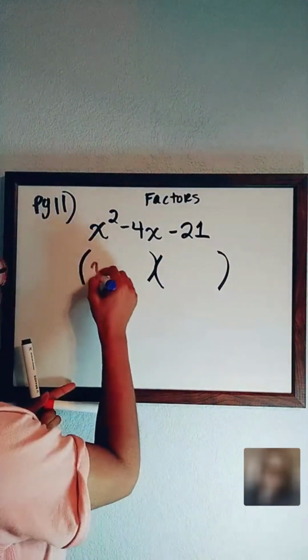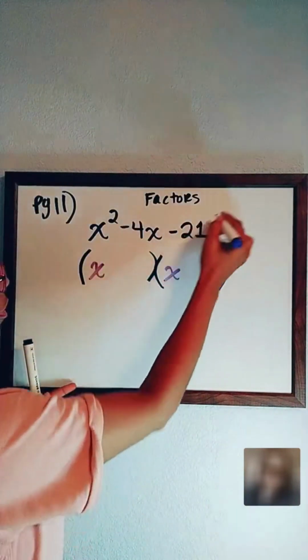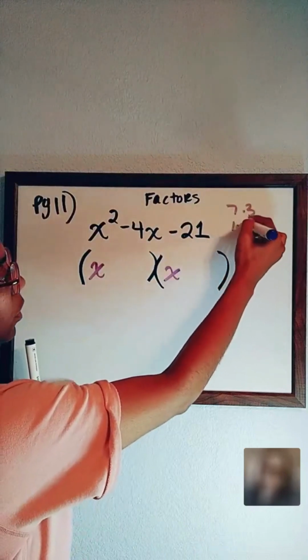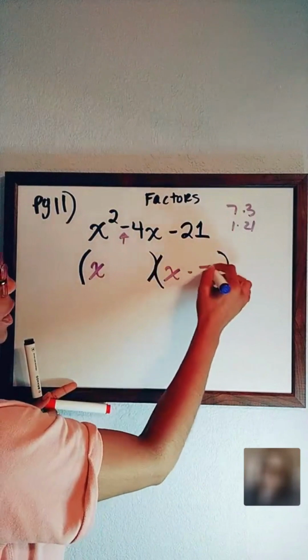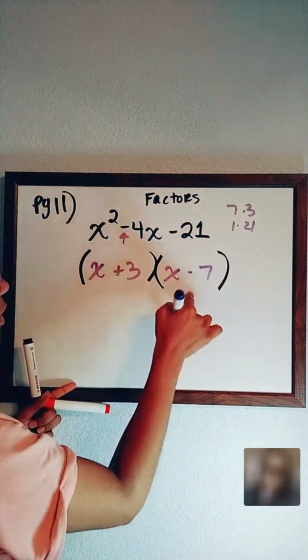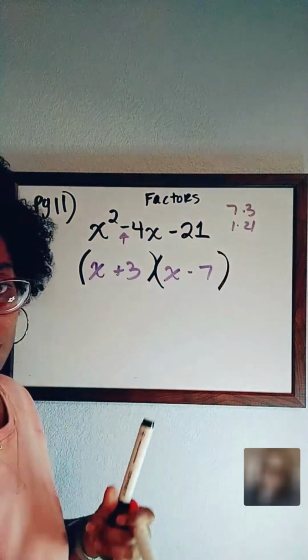So we got x times x. Then we got 7 and 3, 1 and 21. This is a negative 4. So that means one of these numbers has to be negative, and it's going to be the larger one, so it'll be x minus 7.